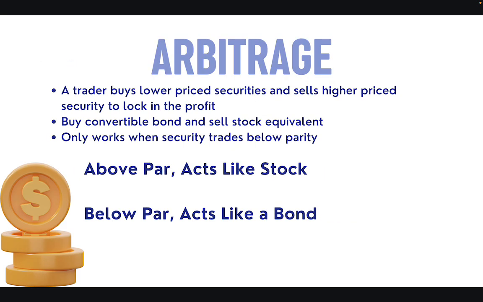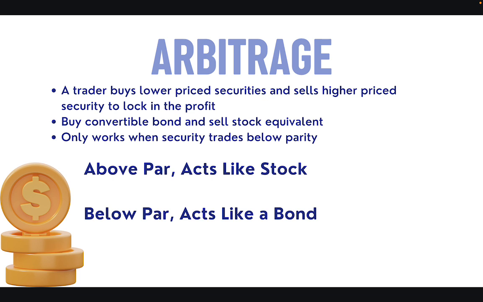Arbitrage. The concept of arbitrage is buying something for one amount of money and selling it for more to make a profit. That is the definition of arbitrage. So this is when a trader buys a lower price security and then sells the higher price security and locks in a profit. This is done all over the place, all over the world. In fact, I used to sell on Amazon, and one of the things I did is I would find something that I could buy at the store for, let's say, $2 and resell it on Amazon for $5. Boom, there's a profit. That's arbitrage.